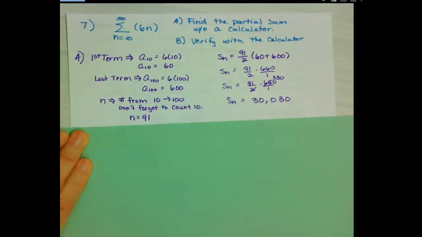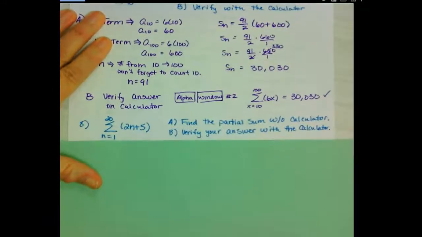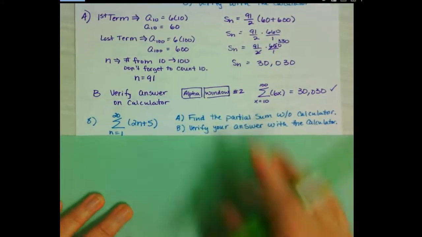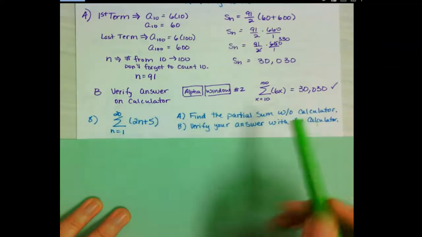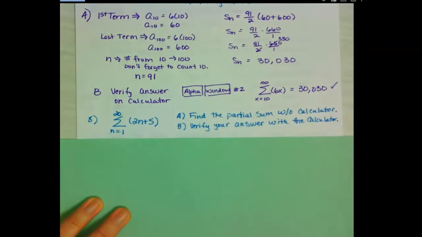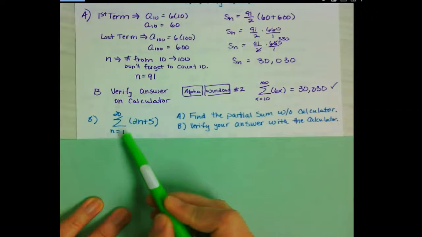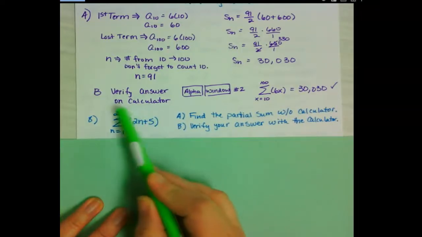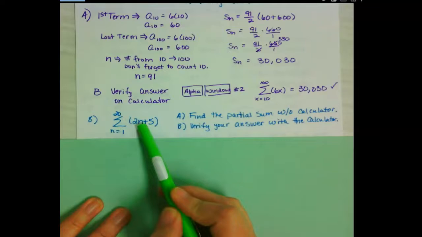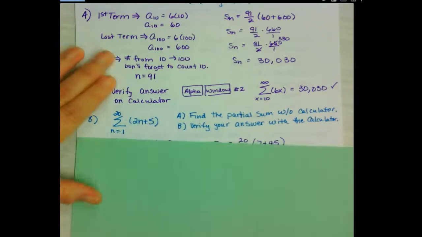Okay, so then we move on to the next one, 8. And again, this one is 1 to 20. So we're finding the partial sum and then verifying it with the calculator. So I need to calculate the lower bound. So I put a 1 in here. 2 times 1 is 2. 2 plus 5 is 7. And then I put a 20 in here. 2 times 20 is 40. 40 plus 5 is 45.